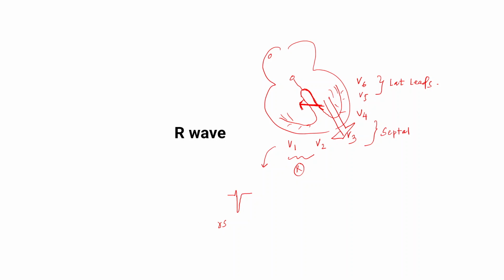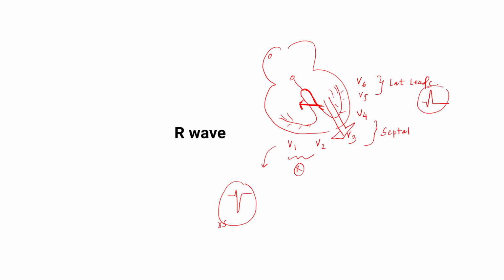Similarly, if you go to the other spectrum, what will happen in V5, V6? In V5, V6, the septal depolarization is happening in the opposite direction of V5, V6. So the septal depolarization will be represented by a small negative wave, followed by a larger positive wave, that is the net ventricular depolarization, which is happening towards V5, V6. So in V1 we find something like this, and in V5 or V6 we find something like this.